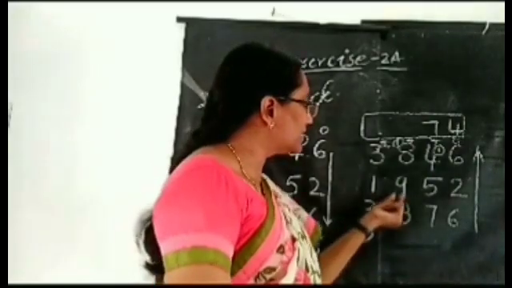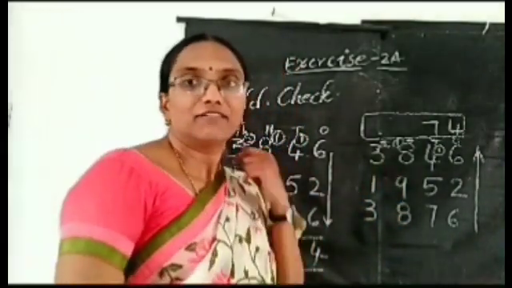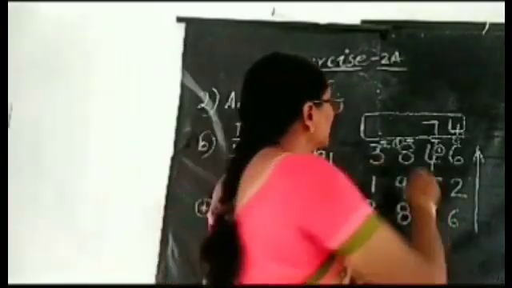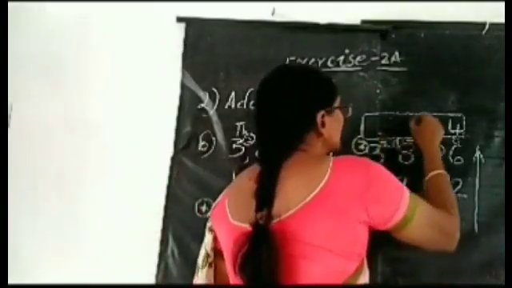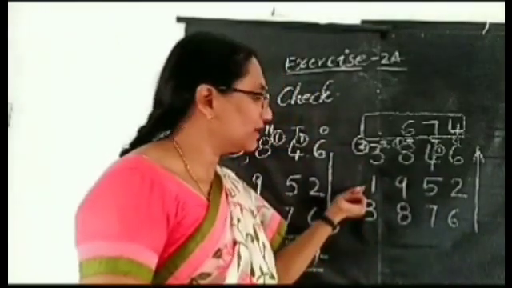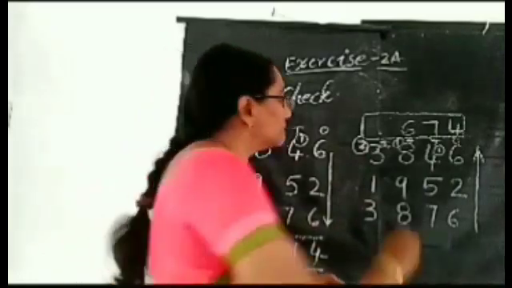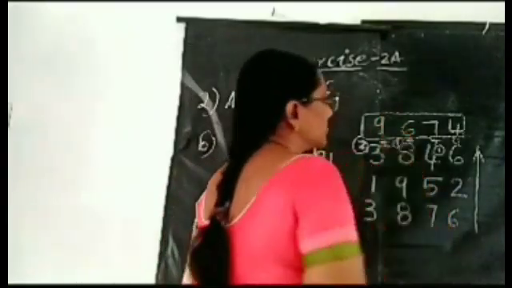Now see here. 8 plus 9, 17. 17 plus 8 is 25. 25 plus 1, 26. 2 right here, 6 right here. Now check here. 3 plus 1, 4. 4 plus 3, 7. 7 plus 2, 9. 9 right in thousands place.